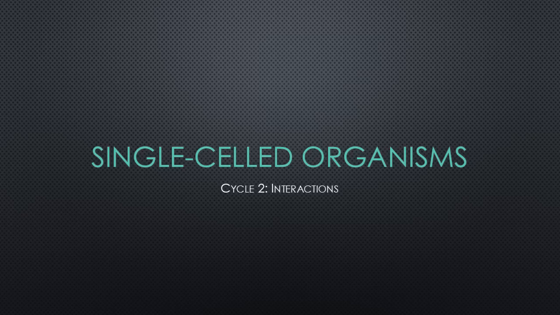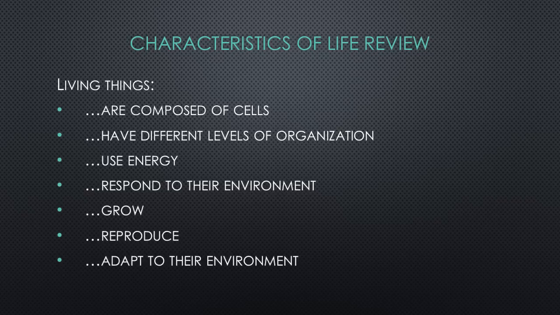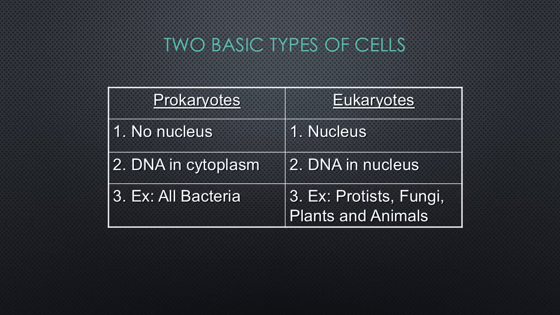This lesson is an extension on your characteristics of life lesson, and the very first few slides are going to be review. So characteristics of life, when we talked about that, we talked about what makes something living. And on your graphic organizer, you're going to pick a few of these to write down, a few that you're weakest on. So living things are composed of cells that have different levels of organization. They use energy, respond to their environment, grow, reproduce, and adapt.